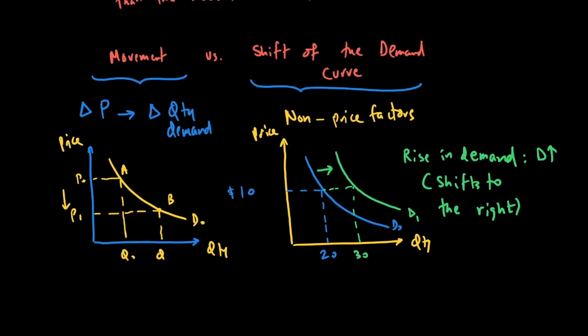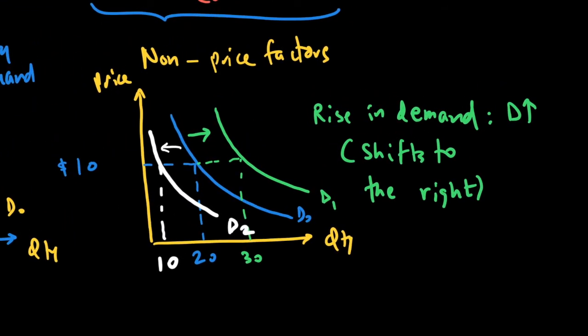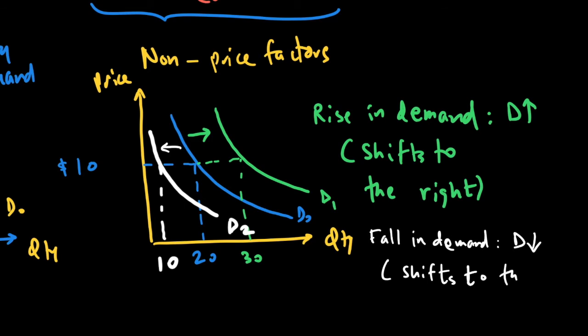But what if demand is going down? How do I show that? The demand going down would mean, let's say, we go from D naught to D2. For the same price, if you want to buy less, for example only 10, this means your demand is falling. So a fall in demand means the demand curve shifts to the left. Why does it happen? We'll talk about it in 1 minute. So whenever the demand curve shifts to the right, for all levels of prices the consumer wants to buy more. And whenever the demand curve shifts to the left, for all levels of prices the consumer is buying less of the good.